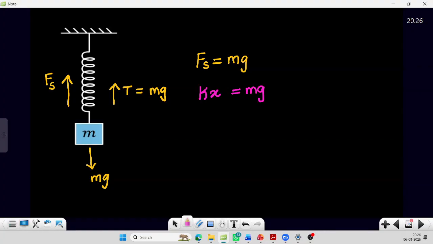elongation. What is x, tell me now? Elongation. So the elongation will be equal to what? Mg by K. So x is equal to mg by K, where mg is the weight and K is the spring constant. What is x? Elongation. The elongation in the spring is mg by K.